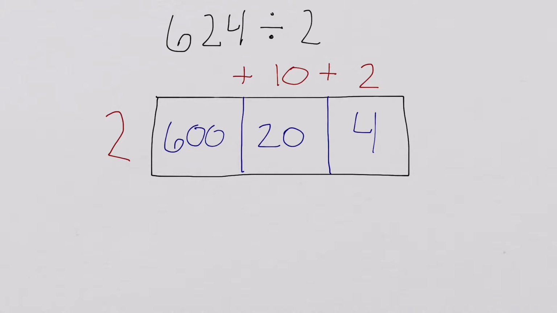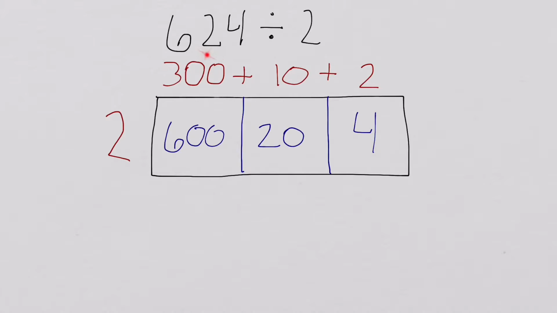Now we're working with the toughest one. 600. Well, 2 times what gets us to 600? Well, we know 2 times 3 gets us 6. And if we want to have 2 zeros in our answer, we have to have 2 zeros in our factor. So 2 times 300 is 600. Or we could think of it as 600 divided by 2 is 300, 20 divided by 2 is 10, and 4 divided by 2 is 2. We could think of it that way. Either way will help get you the right answer.